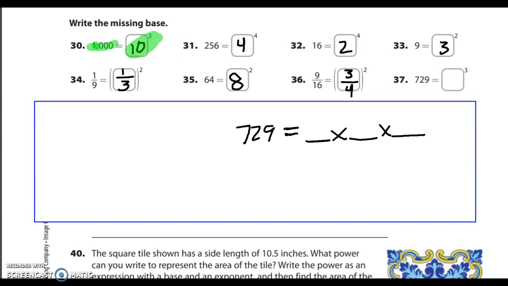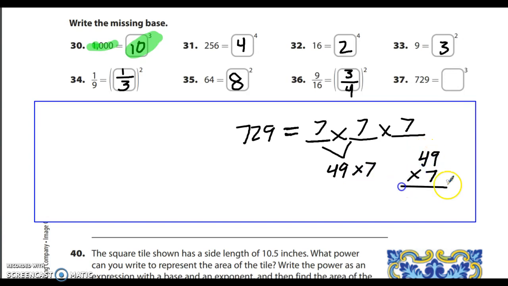And 5 doesn't seem like a good guess because that would end in a 5. So 7 seems like a very logical guess. Let's try that one. Although I actually remember doing 7 times 7 times 7 previously. 7 times 7 is 49. Now I need to do that times 7. 49 times 7. 7 times 9 is 63. 7 times 4 is 28, plus 6 is 34. That's not equal to 729. It's not really even close. So 7 doesn't seem like the best guess. We just proved it's not the right answer.